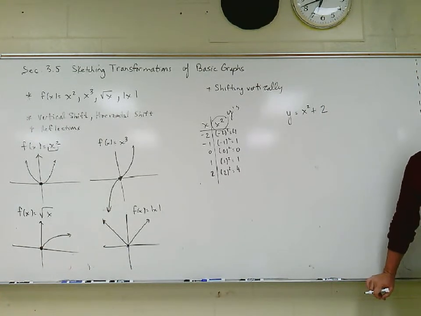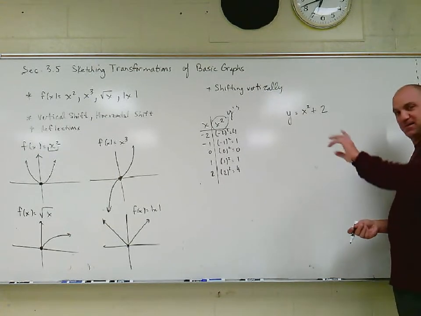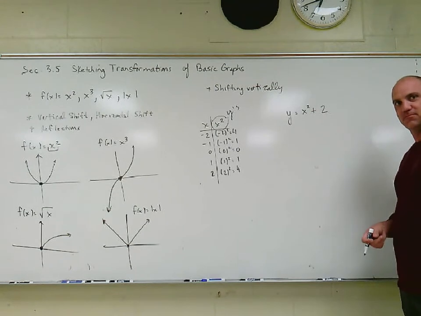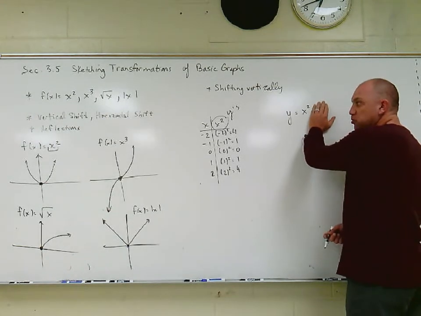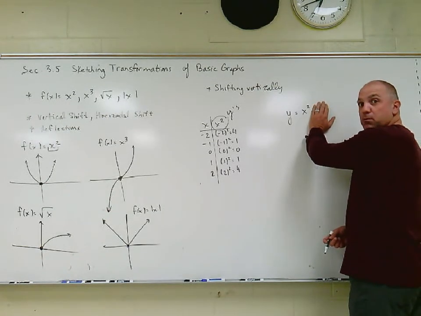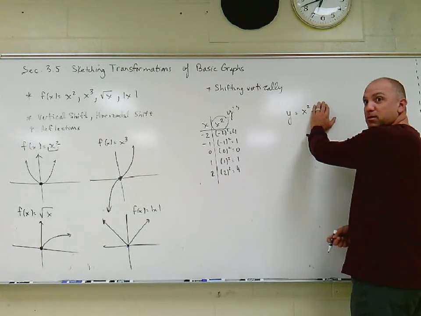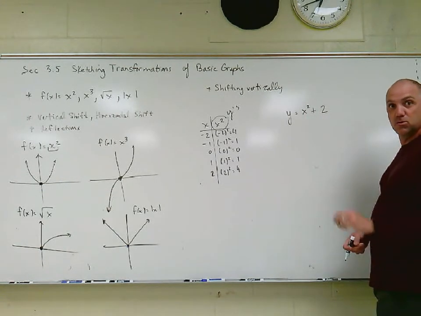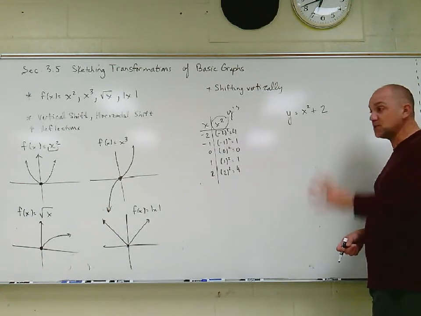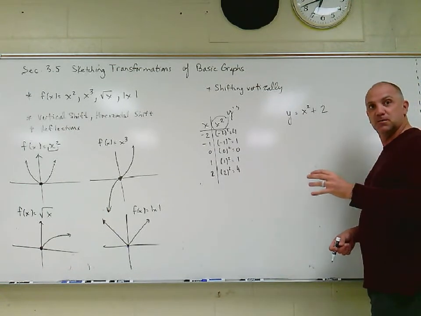Why does it move up too? Yeah, go ahead. It's just the y-intercept plus 2. That's one way to look at it. Remember, x squared was how we got our y's before. And what are we doing to x squared? So guess what we're adding 2 to? All the y's. Every y. That's why the whole thing moves up 2.